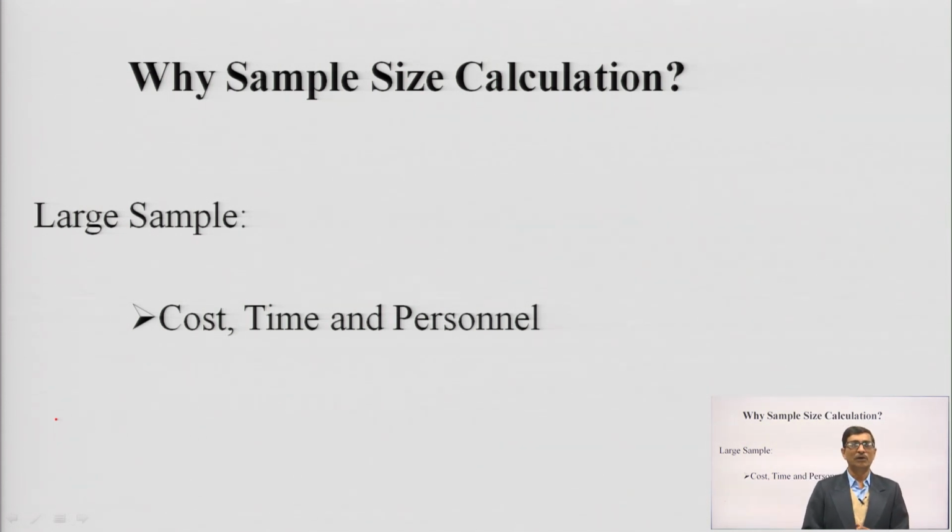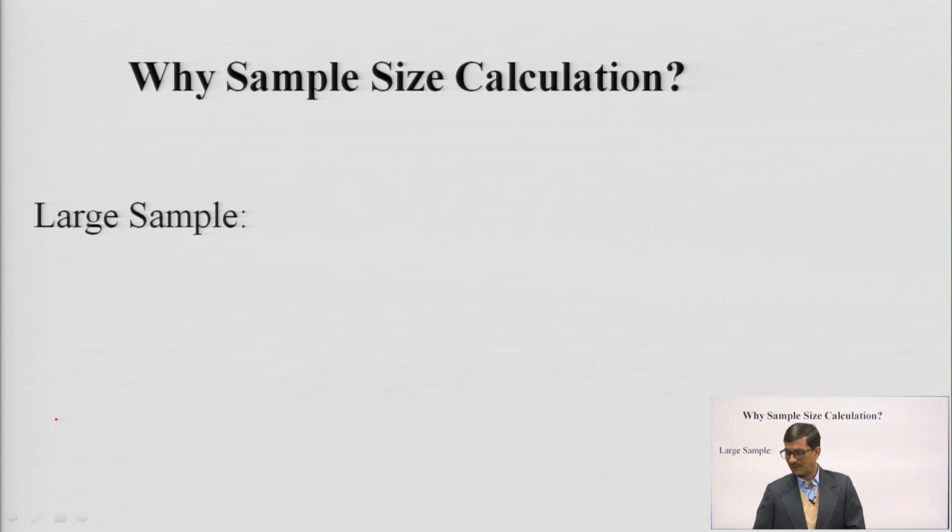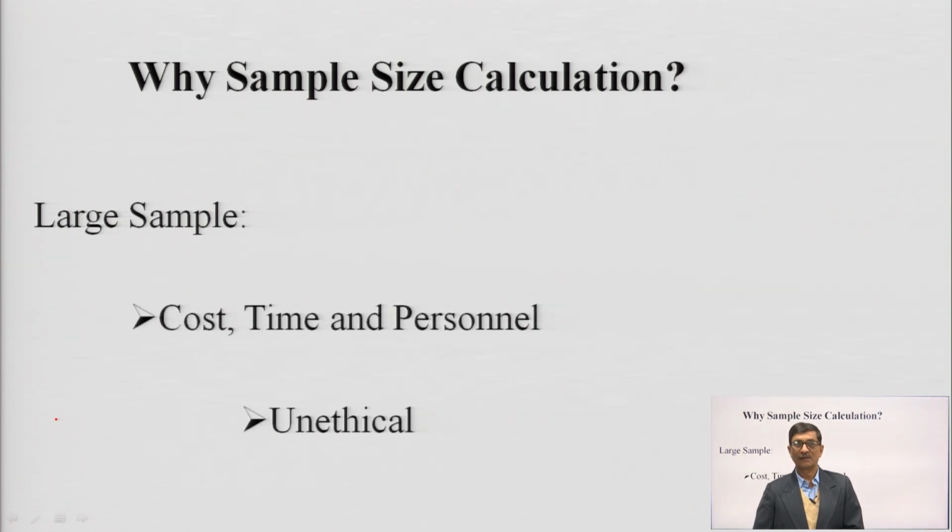As we know, the main aim in calculating the sample is to reduce the cost, reduce the time to complete the study, and increase the accuracy. So, when we have a large sample, it will have more cost, more time and more investigators or more persons. And it may be unethical.